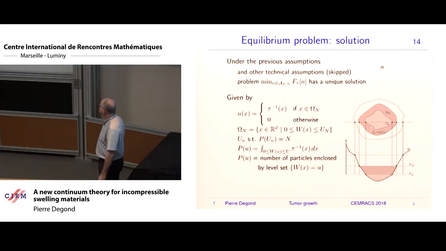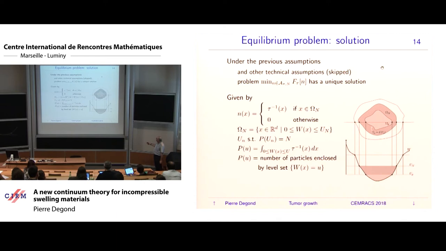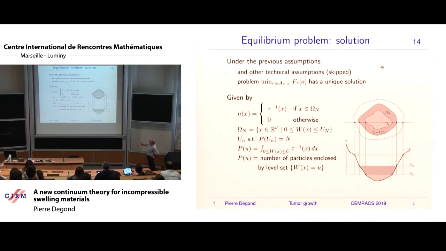So that's the idea. Below here, you're getting the barrier, the maximal density, which is the inverse of the volume of your particles, until you reach the boundary of the, say, tumor, and zero above. And so the problem is, what is the condition determining omega n?